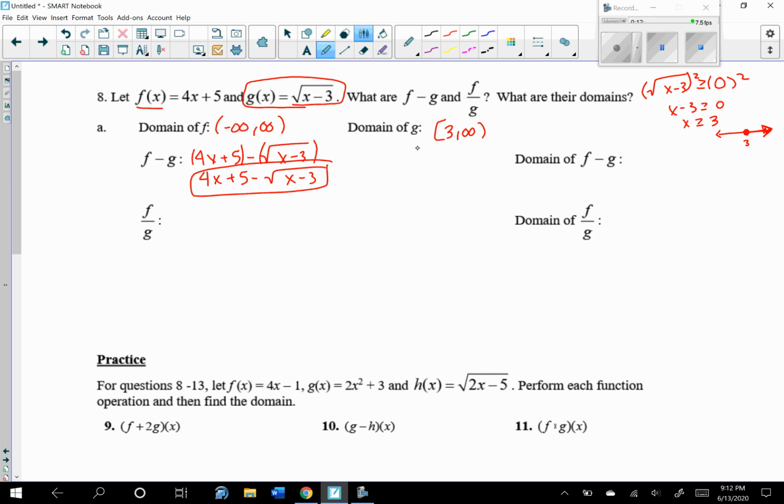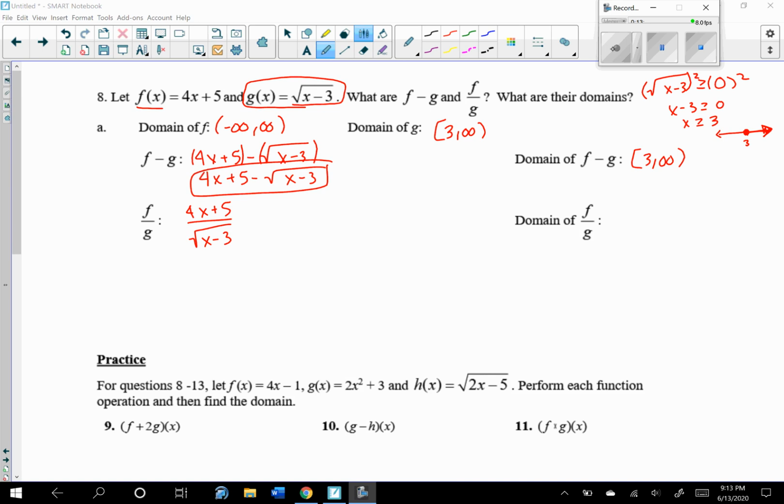And so the domain of this entire thing, we can see there's that radical there. And again, this we said was all real numbers, but this is the area with the radical that we're concerned about. So the domain is 3 to infinity. So now let's go ahead and divide the two functions, 4x plus 5 divided by root x minus 3.